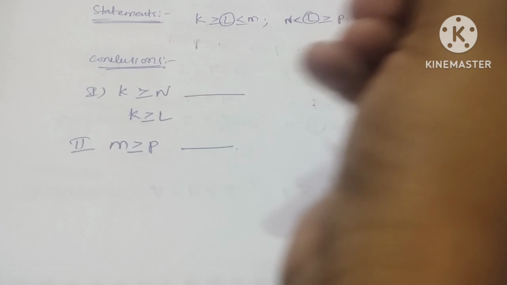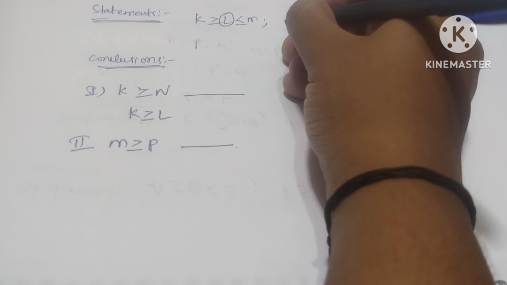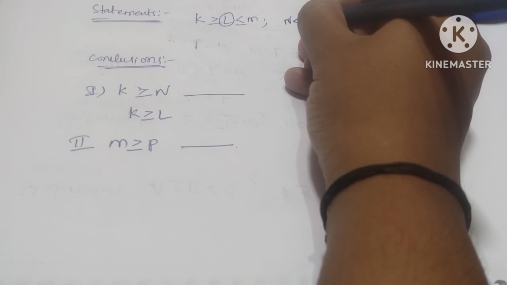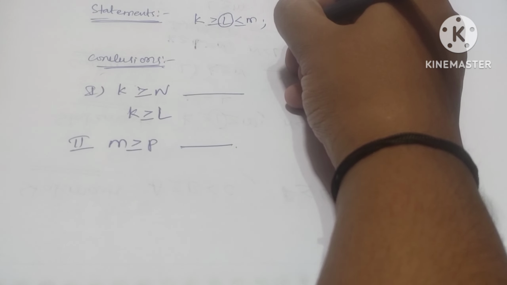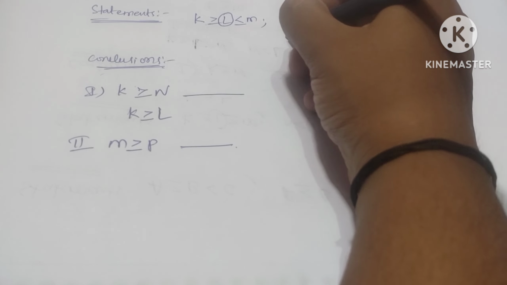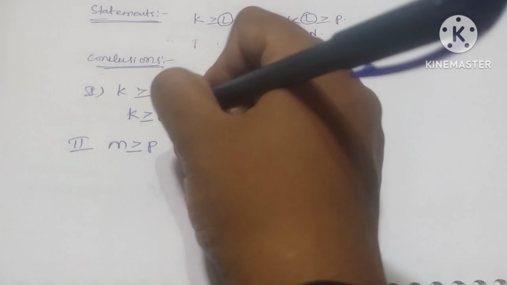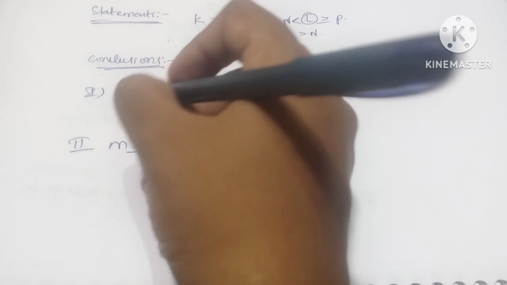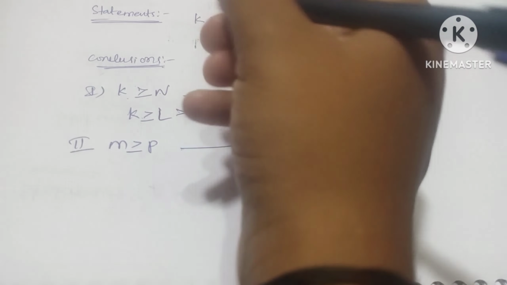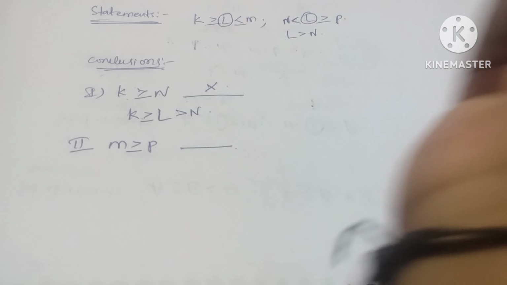Now, here K is greater than or equals to L, isn't it? And N is less than L. So, here if N is less than L, we can write it as L is greater than N. So, here L is greater than N, right? Now, here K is greater than or equals to N. In between K and N the symbols are dissimilar. So, this conclusion does not follow.